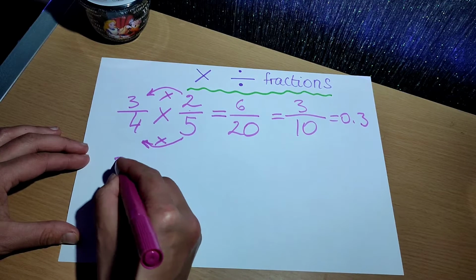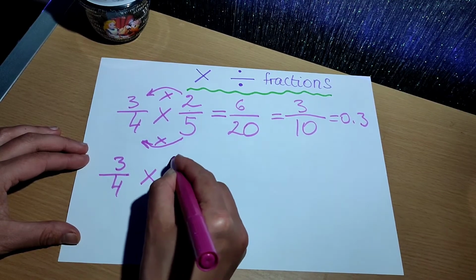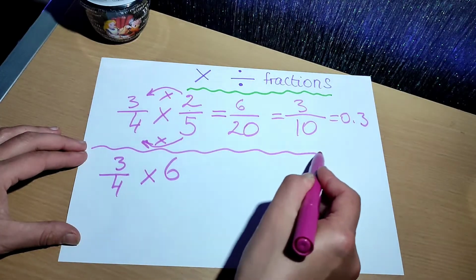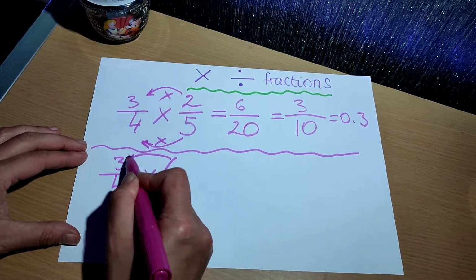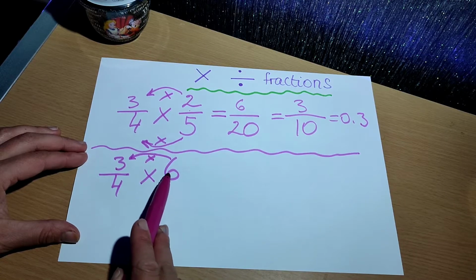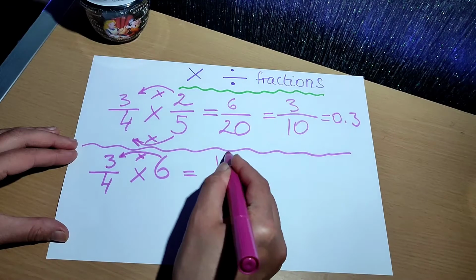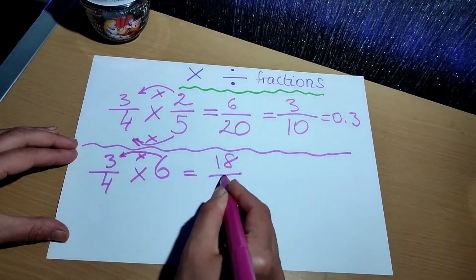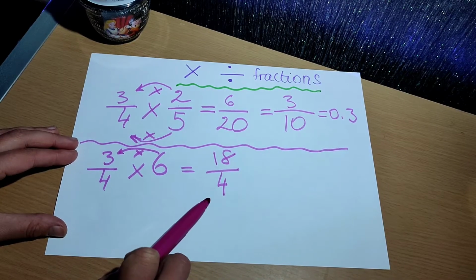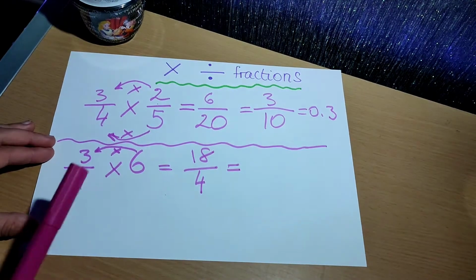Now, fraction times the whole number. All you do is multiply the top. Fraction times the whole number is just times the top. So 3 times 6 is 18. The denominator stays the same. 18/4 is an improper fraction. It's top heavy. You could leave it as it is, or you can turn it into a mixed number.